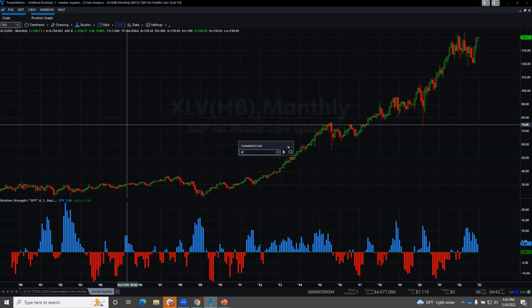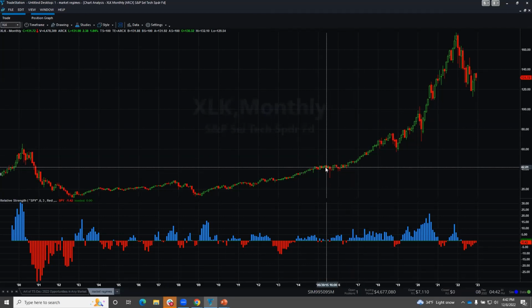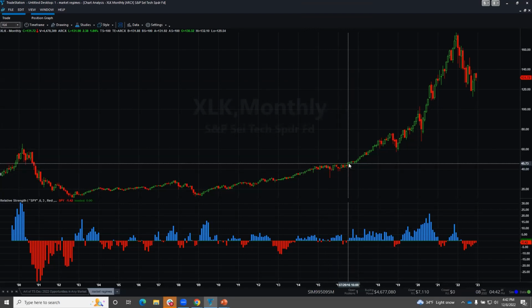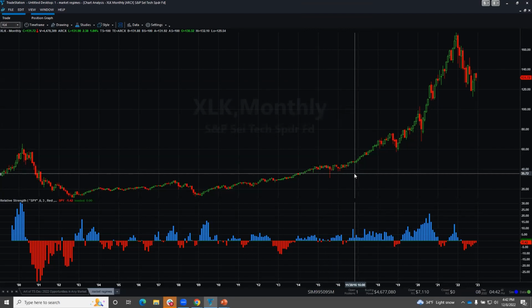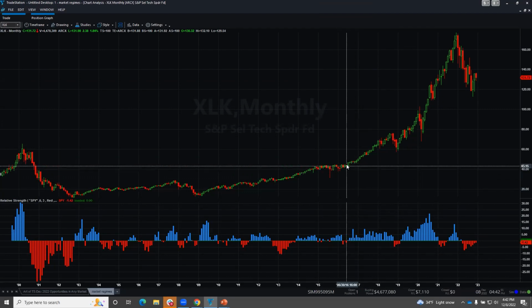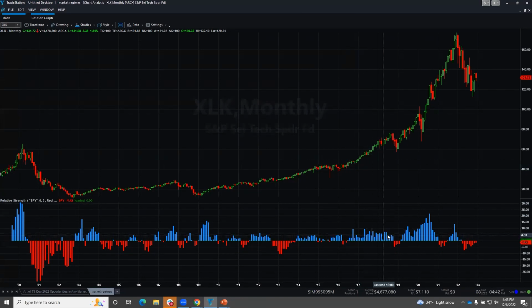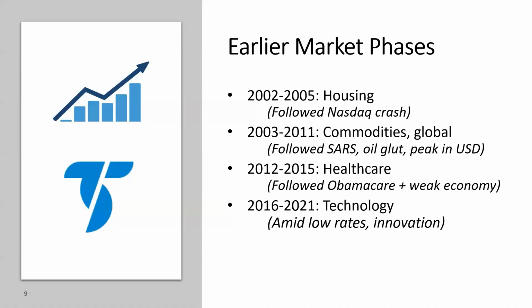And then if you look at technology, XLK, you also had that period of weakness in 2016 during Brexit, before Trump got elected. When basically the market went sideways for about 18 months, during that time, you could start to see the relative strength in technology. And then you could see that it was breaking out toward the end of that period. And then that outperformance continued. So right now, it could be time to be looking for similar sort of patterns.